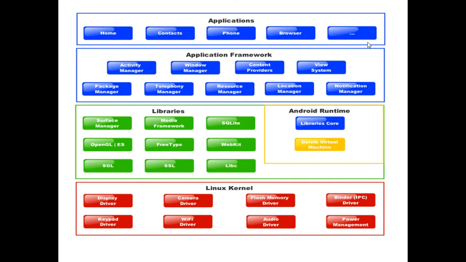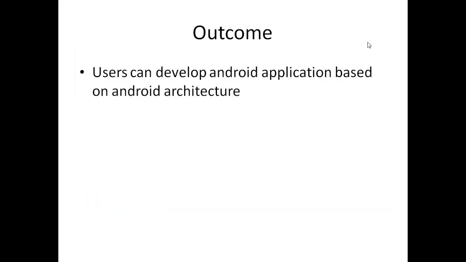And the last bottom layer, as I already explained, is the heart, which has all the drivers that are required, like display, camera, flash memory driver, keypad, Wi-Fi, audio, then the binder, then power management. All those things are handled by the lowest layer. So whenever we are creating or designing an Android app, we should go according to the Android architecture. The outcome, we can say, is that users can develop Android applications based on the Android architecture that we have just seen. So thank you.